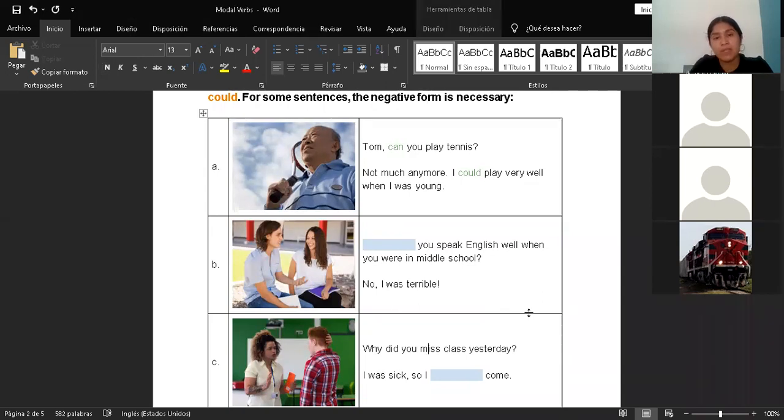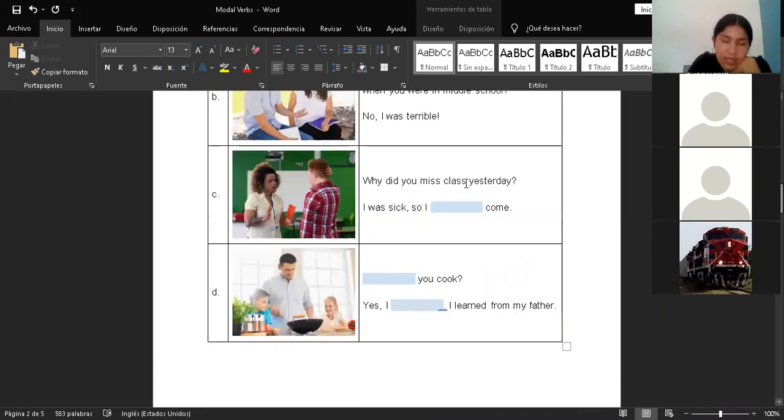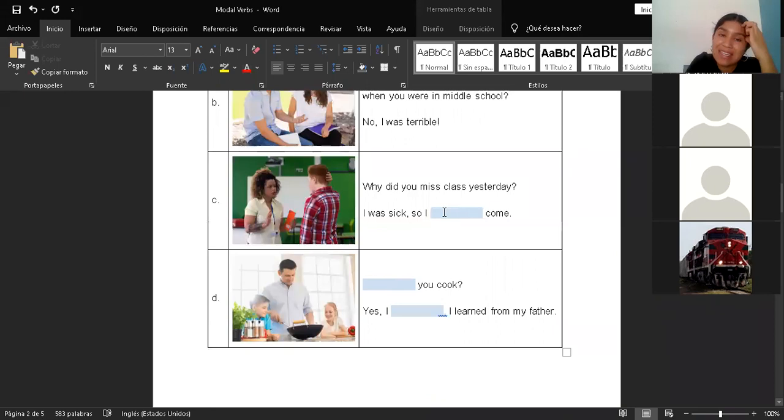B, it says in here, you speak English well when you were in middle school, and the answer says, no, I was terrible. So are you gonna use could or can? Cool, because it's talking about the past, right? So now, C, it says, why did you miss class yesterday? I was sick, so I couldn't come. Very good. Couldn't come.